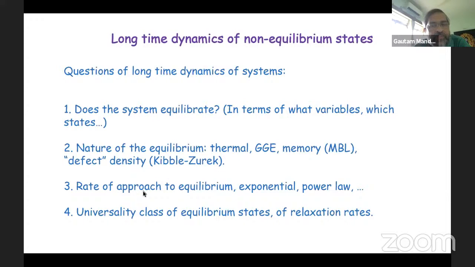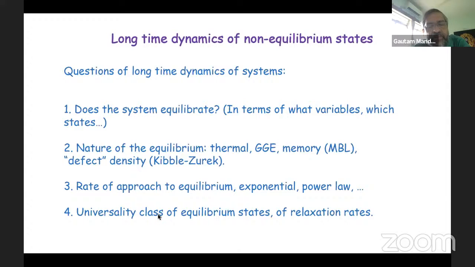Okay, and the rate of approach to equilibrium. Does it approach equilibrium exponentially, or does it approach by power law? We have found recently some interesting result in that also. So I will just flash them in one slide.